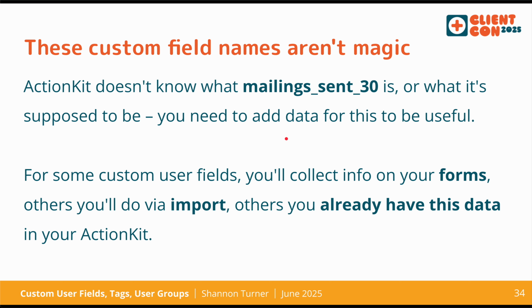One thing I want to mention is that none of these names for the custom user fields are magic. I think it's just really helpful to be descriptive. ActionKit does not know what mailing sent 30 is. You and I understand what it is, right? As a name for a custom user field, it probably means how many mailings a user was sent in the last 30 days. But ActionKit doesn't automatically know this. It's not going to do anything with it on its own. You need to create the field, then create the report, and then create and schedule the user updater.